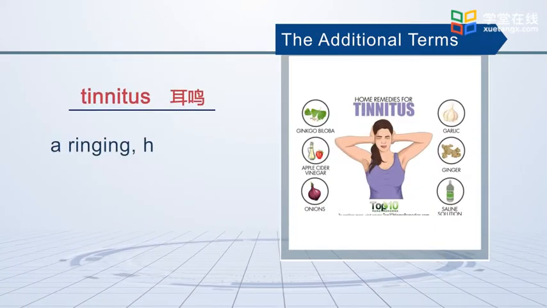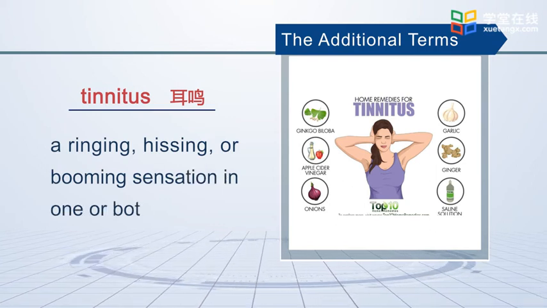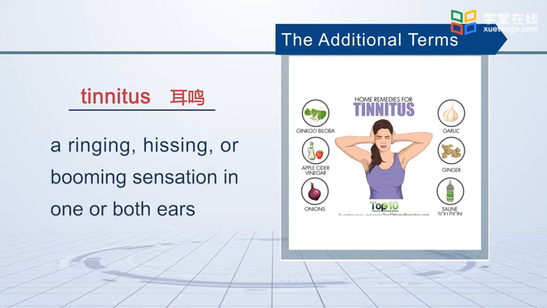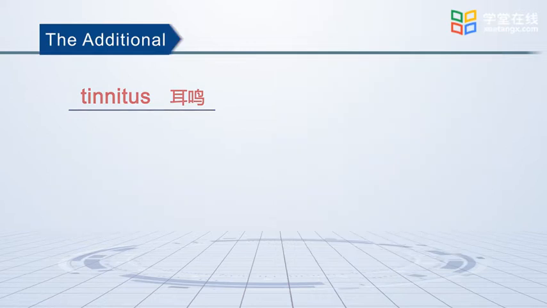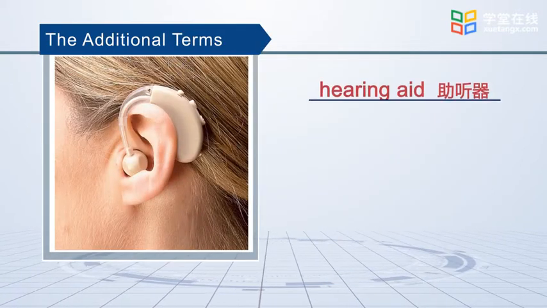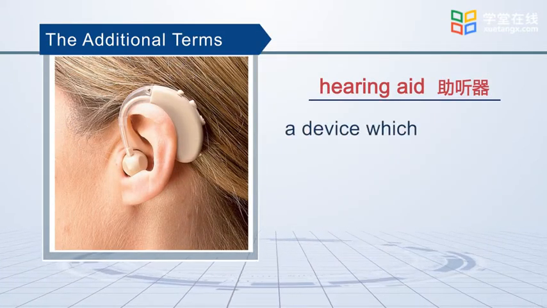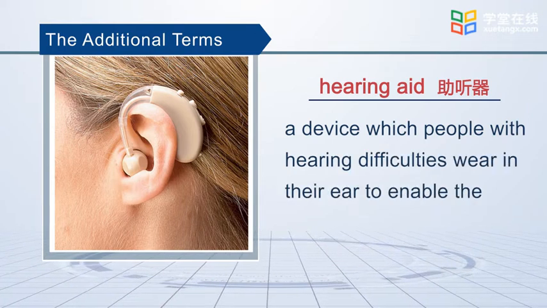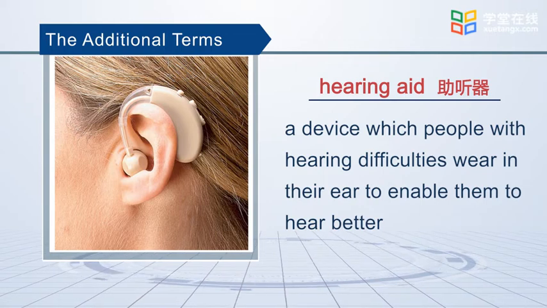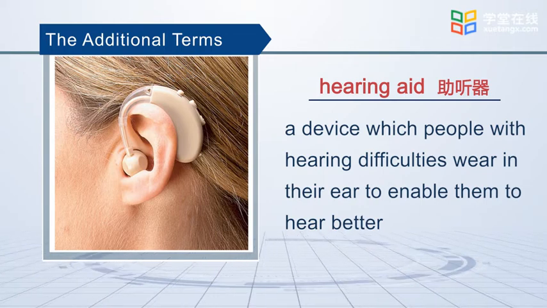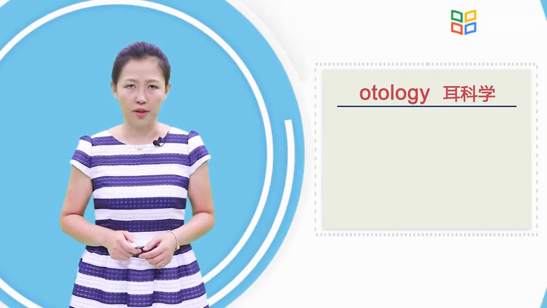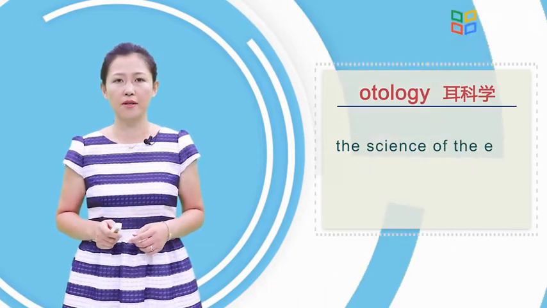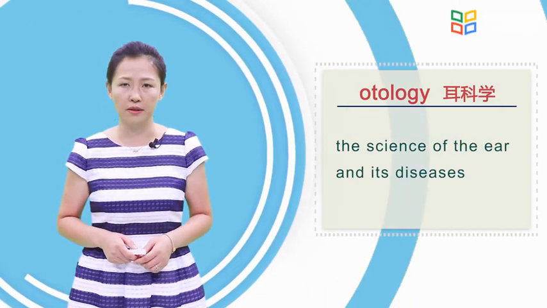Tinnitus. It is a ringing, hissing, or booming sensation in one or both ears. A hearing aid is a device which people with hearing difficulties wear in their ear to enable them to hear better. Otology. It is the science of the ear and its diseases.